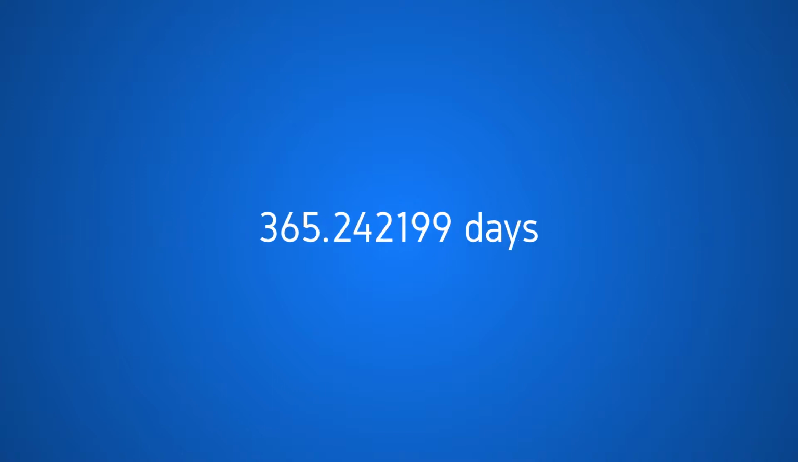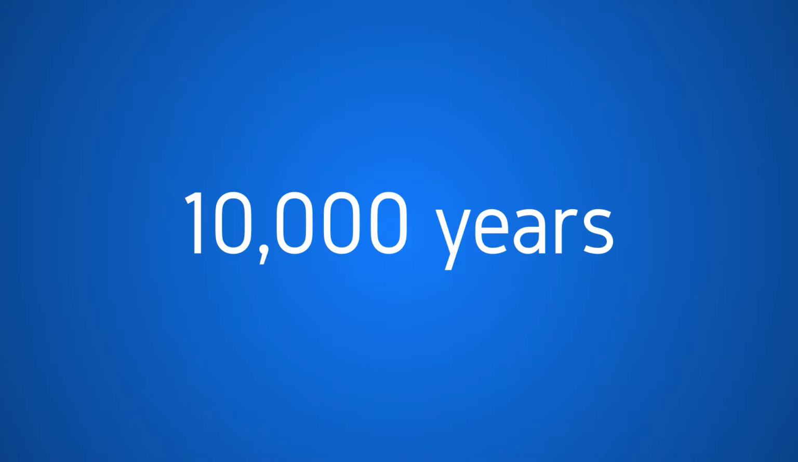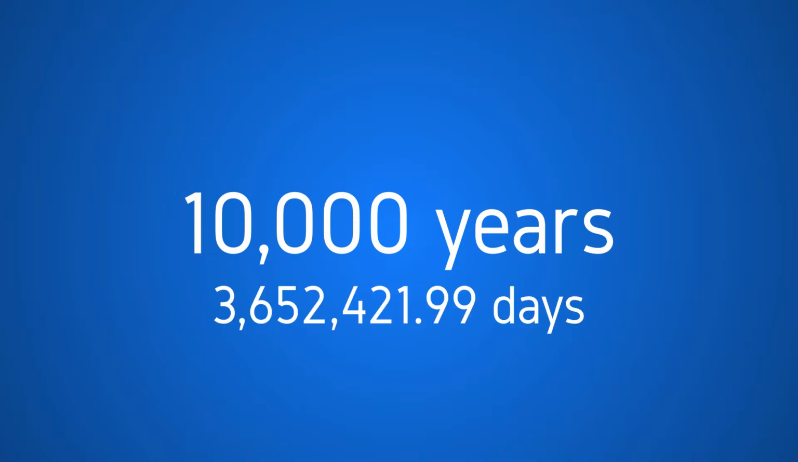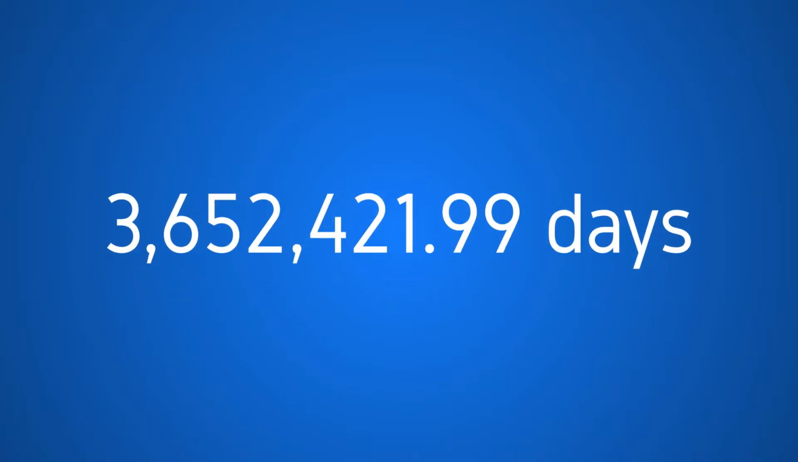In other words, it has 365.242199 days. Let's say we want to know how many days the Persian calendar adds or takes away from every 10,000 years so that we can approach girls with that information. 10,000 years has 3,652,421.99 days. That's the number that we'll use to compare our calendars to.